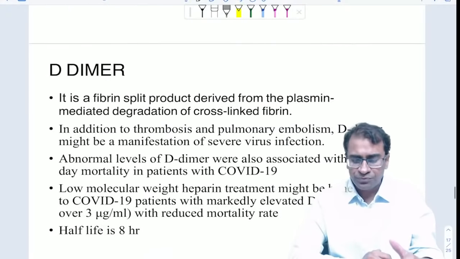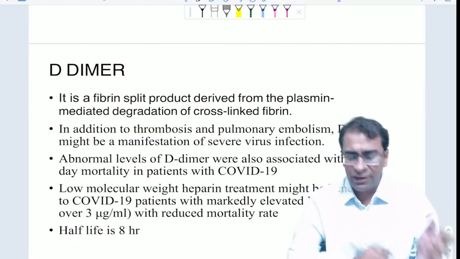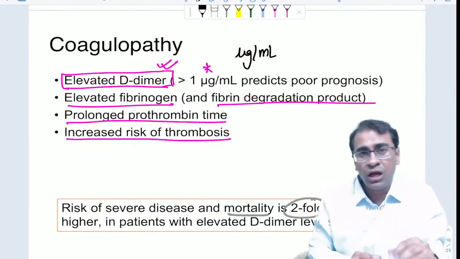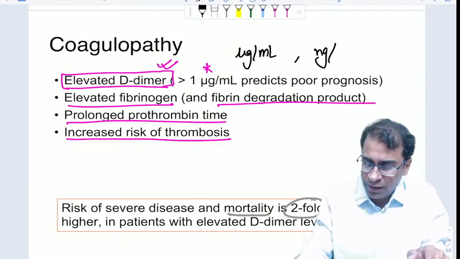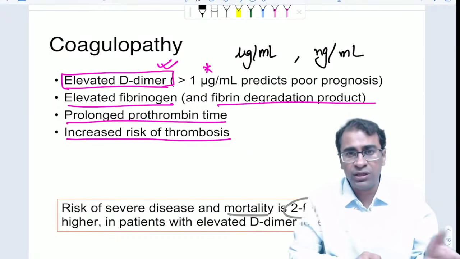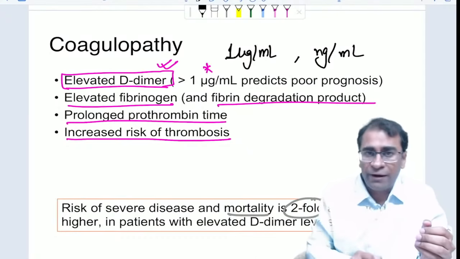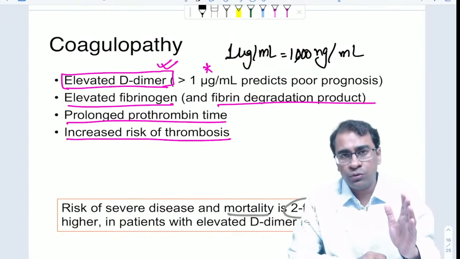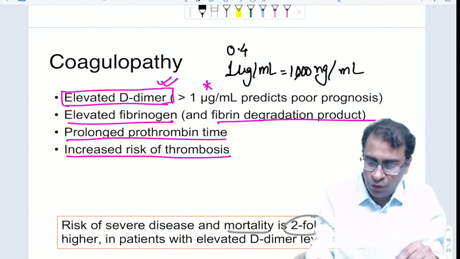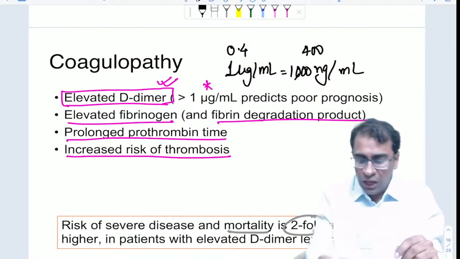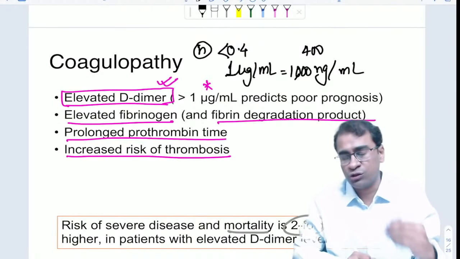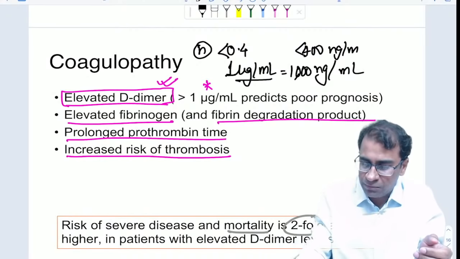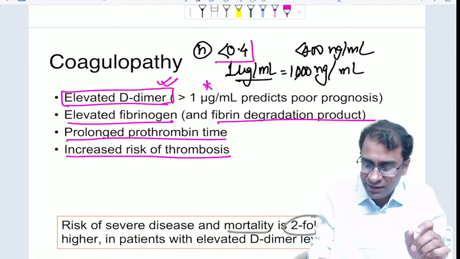Now, the biggest problem with D-dimer is that sometimes you'll see a value as microgram per ml. You'll see some of the values as nanogram per ml. Well, values are confusing. Remember, 1 microgram per ml is equal to 1000 nanogram per ml. Okay, the normal value of D-dimer is less than 0.4, which makes 400 here. A value of less than 0.4 is normal for microgram per ml, and a value of less than 400 is normal for nanogram per ml. Clear? So these two units should be in your mind.